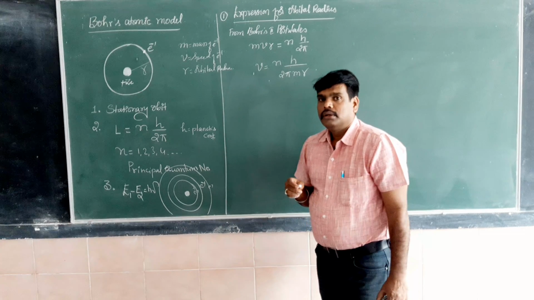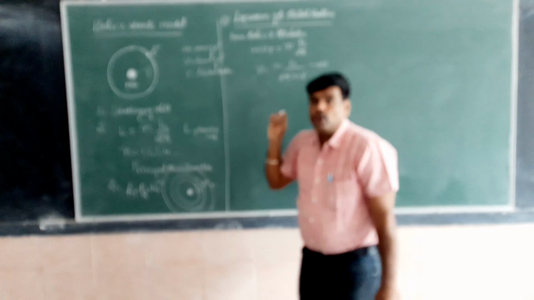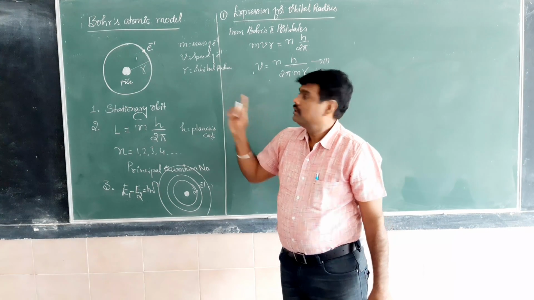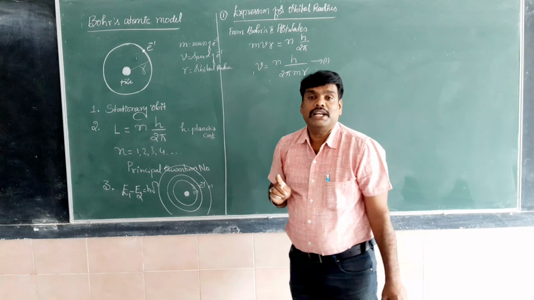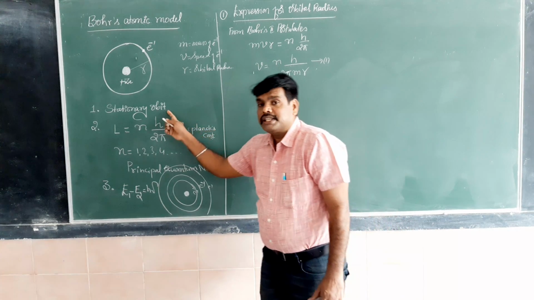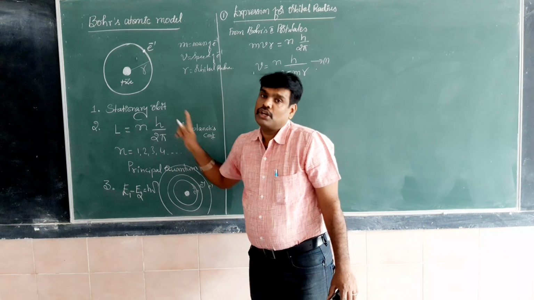Clear now? So let us consider this equation number 1. This is according to Bohr's second postulate. There we have taken that the angular momentum is quantized. Now let us move on to the first postulate. So the first postulate says about the stationary orbit.